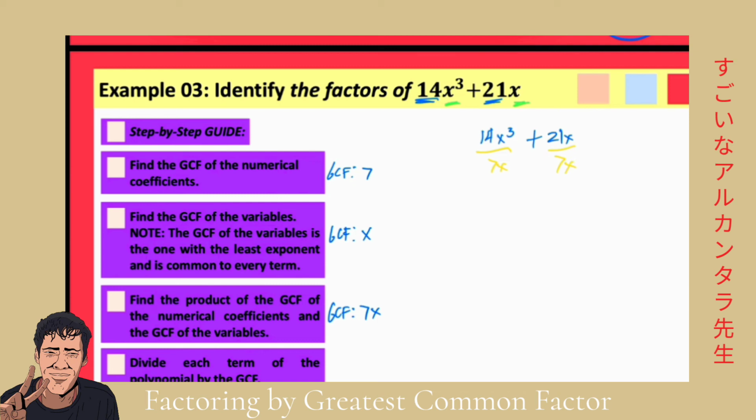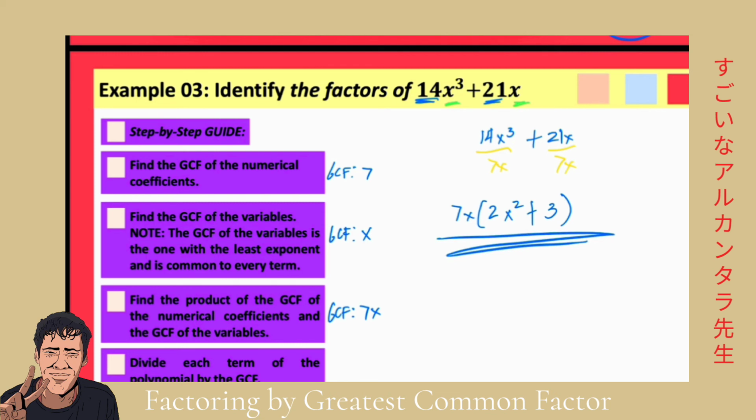So the factored form of this given example is as follows. 14 divided by 7 is 2. x cubed divided by x, 3 minus 1 is 2, so x squared. Plus 21 divided by 7 is 3. x divided by x is 1. No need to write it anymore because 3 times 1 is 3. So this is our final answer.